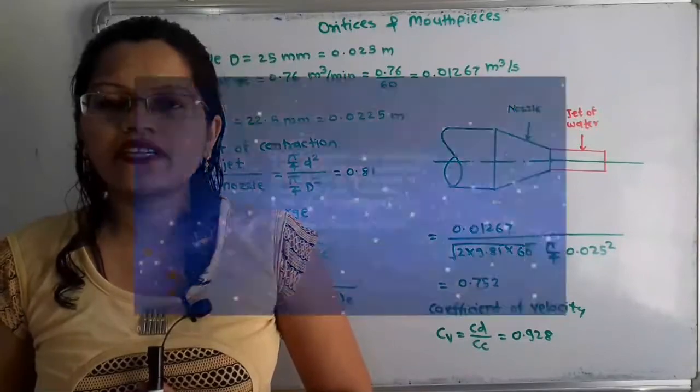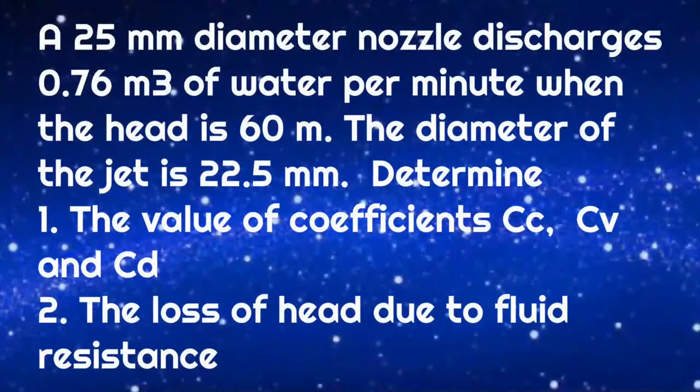So first I will read the given problem. A 25 mm diameter nozzle discharges 0.76 meter cube of water per minute when the head is 60 meter. The diameter of the jet is 22.5 mm. Determine the values of coefficients Cc, Cv and Cd and the loss of head due to fluid resistance. So this was the given question.